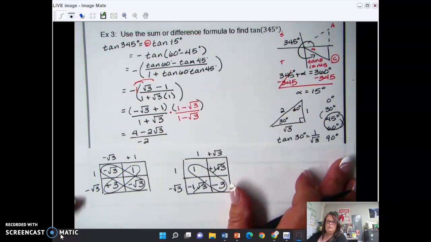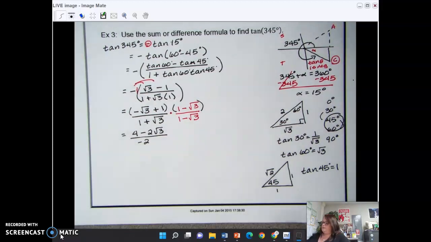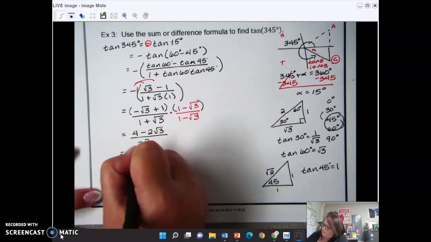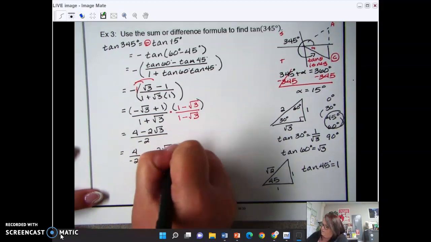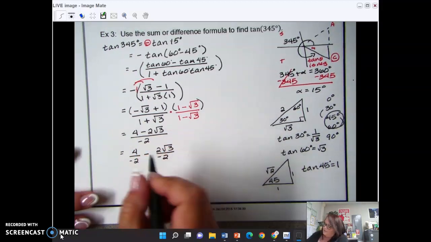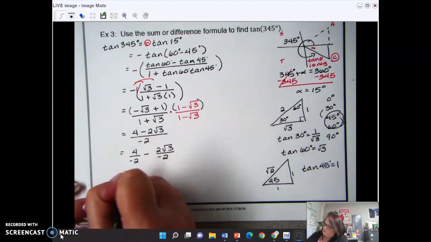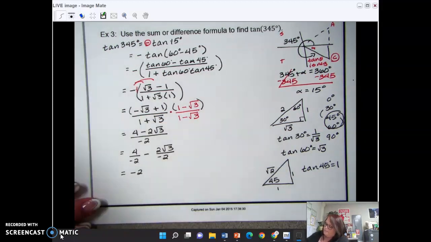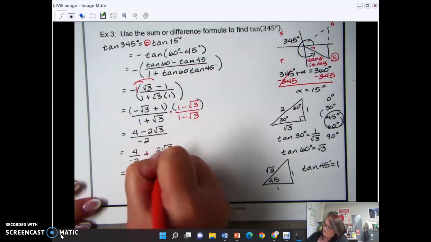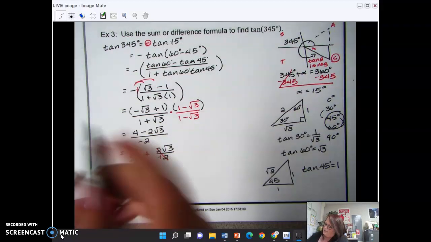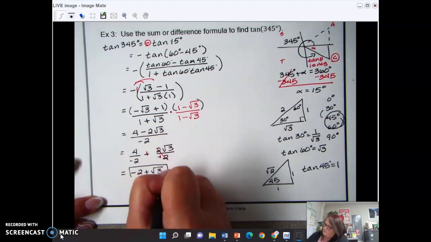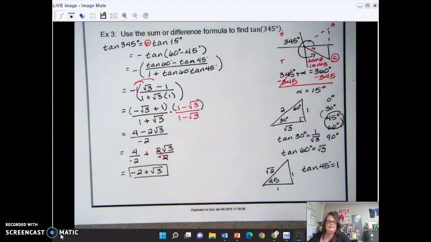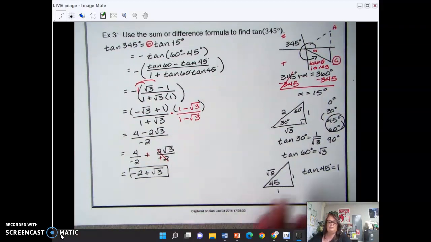Okay, so then coming back to our original question here, we've got 4 over negative 2 minus 2 root 3 over negative 2. And so 4 divided by negative 2 is negative 2. The opposite of a negative is a positive, and those two cancel, leaving me with positive root 3. So that is the value of the tangent of 345 degrees.